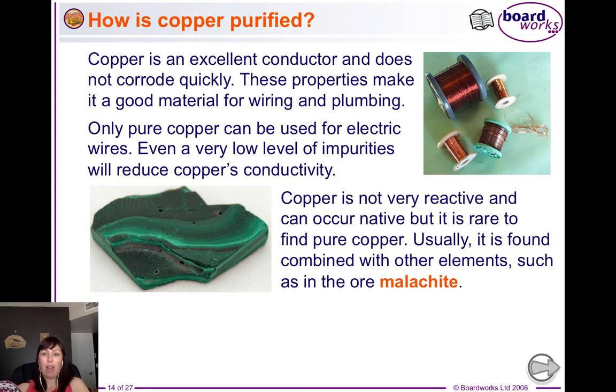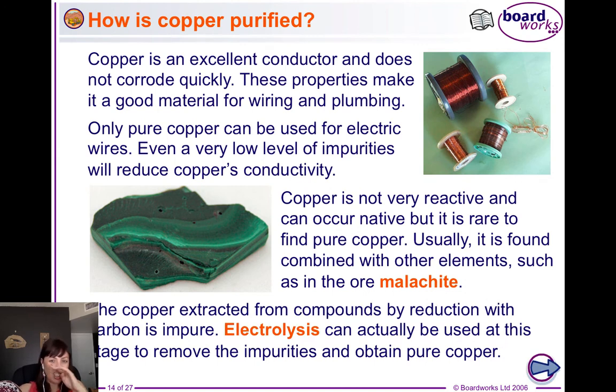Copper is not very reactive and can occur native, but it's pretty rare at this point to find pure copper. Usually it's found combined with other elements, and its ore in this case is malachite. Malachite is a green rock with lots of lighter green swirls. It's beautiful. And again, this ore you have to know.